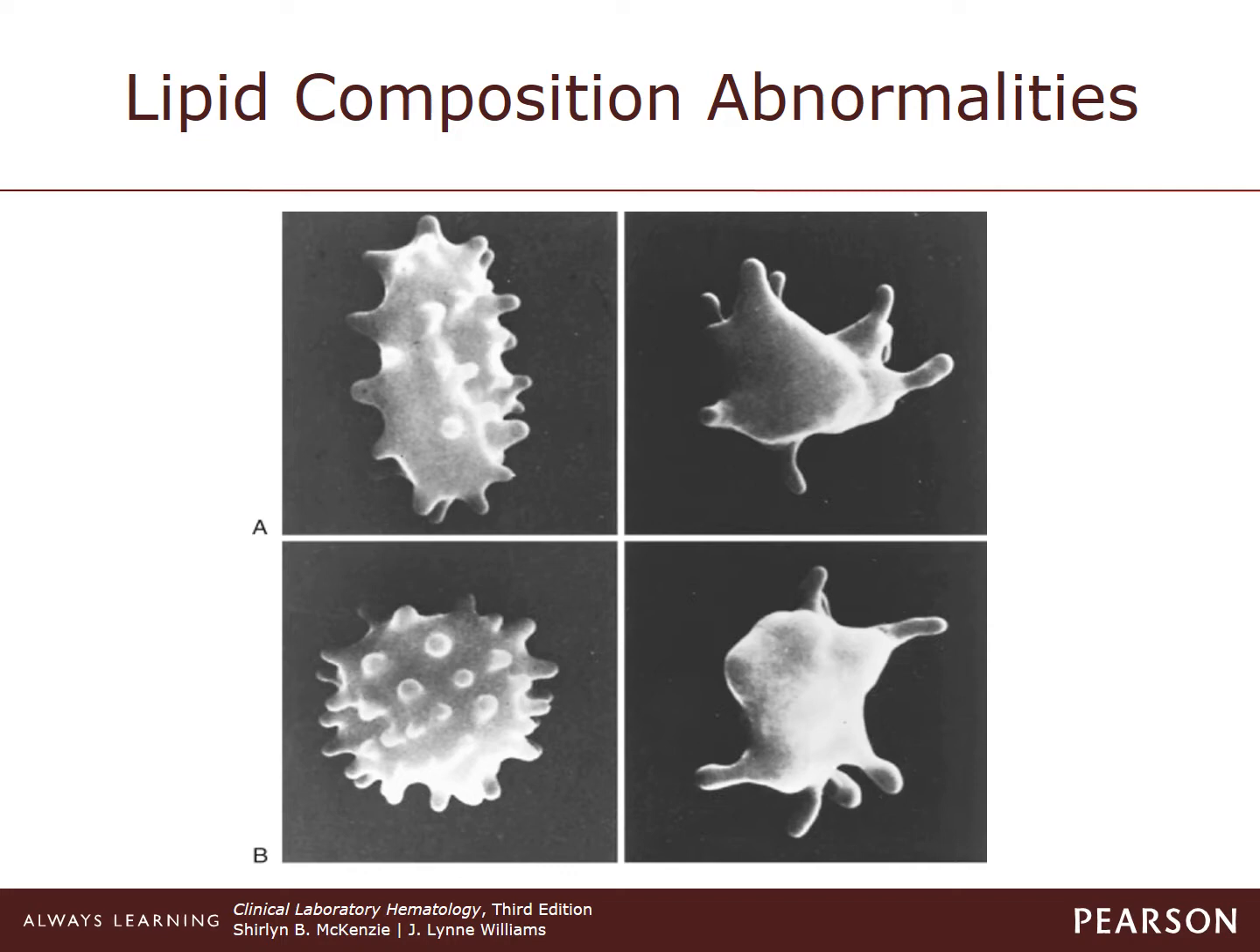Now, for lipid composition abnormalities within the membrane, these are defects that affect the composition of the membrane lipid bilayer, causing acanthocytes or stomatocytes. So in a normal red cell membrane, you have equal amounts of free cholesterol and phospholipids in the membrane. Any excess of free plasma cholesterol accumulates in that bilayer and causes the expansion of the outer face as compared to the inner. Now here you have the formation of characteristic acanthocytes.